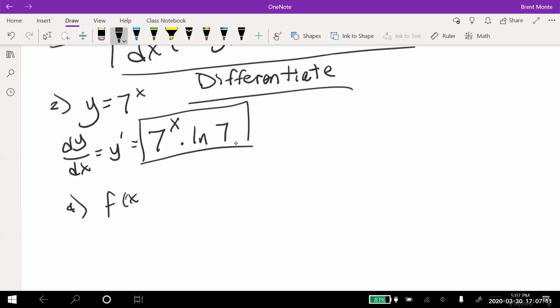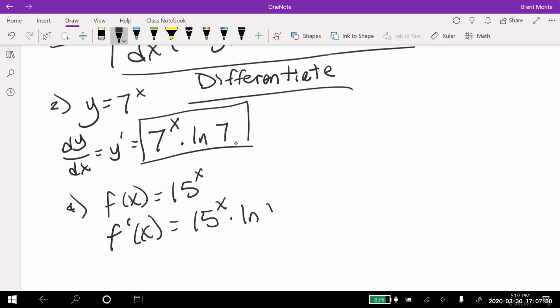F of x is 15 to the x. And so think about what that derivative is going to be. If I take f prime of x, I get back 15 to the x. Always, always, always get back the exponential, but then times ln of the 15. And ln of 15 is an irrational number, so we could find a calculator approximation, but we don't want to round it off. If I leave it as ln of 15, I haven't rounded anything off. That's the exact answer.